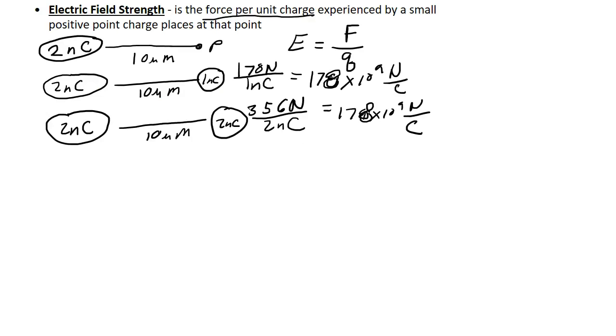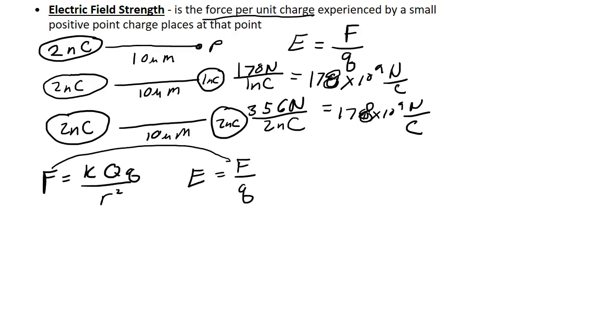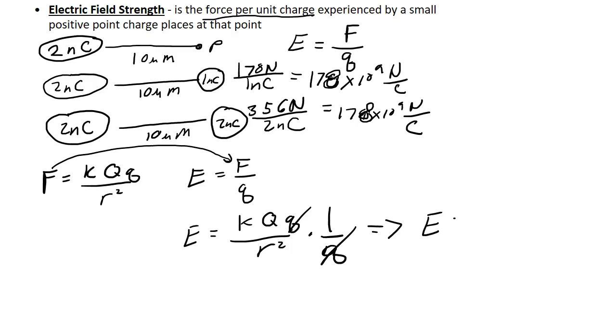So we can find this equation by combining Coulomb's law with our definition of an electric field strength. So if we plug Coulomb's law for force into this equation here, our q's cancel out, our small q's, and we're just left with the equation: electric field strength is equal to the constant times the charge that's generating the electric field divided by the distance to the point you're interested in squared.